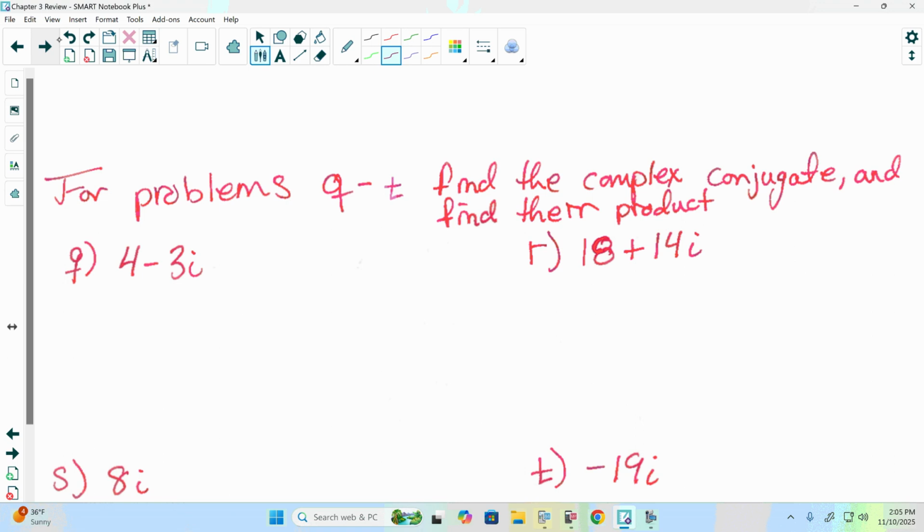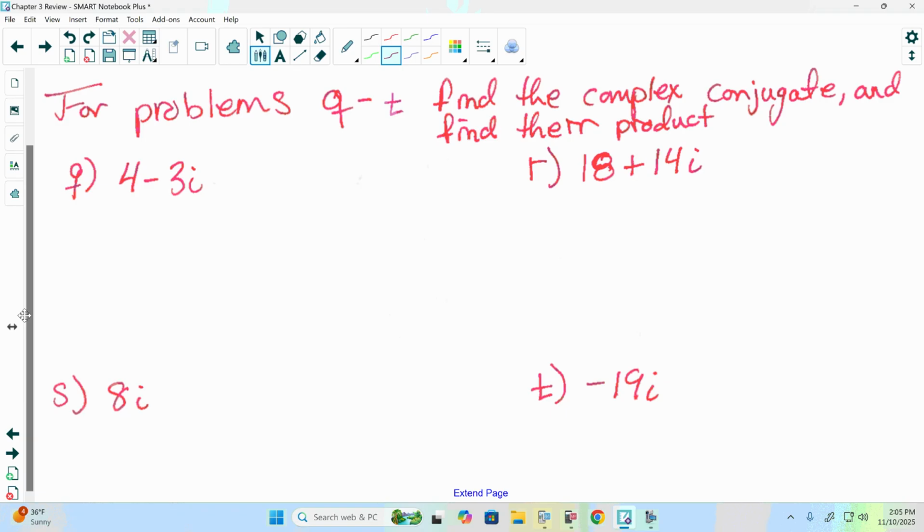Just type it in. Let's look at the last four problems here. Find the complex conjugate and their product. So it's asking for two things. So if we're given a plus bi, its complex conjugate is a minus bi. If we're given a minus bi, its complex conjugate is a plus bi. So 4 minus 3i's complex conjugate would be 4 plus 3i. And that's half our answer.